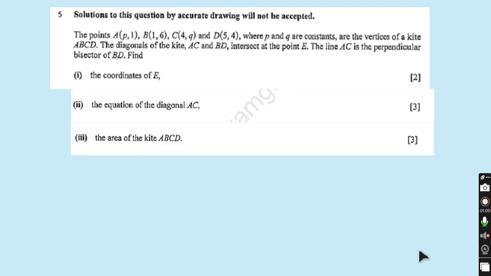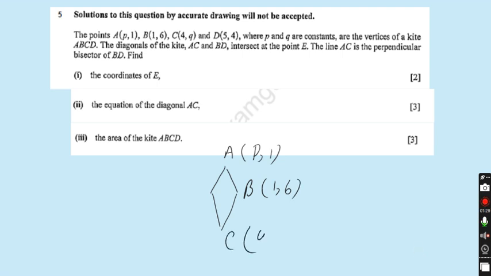Very easy question. First, we have to roughly draw a kite and put all the coordinates in the kite. So this is the kite. Here A is (P, 1), B is (1, 6), C is (4, Q) and D is (5, 4).